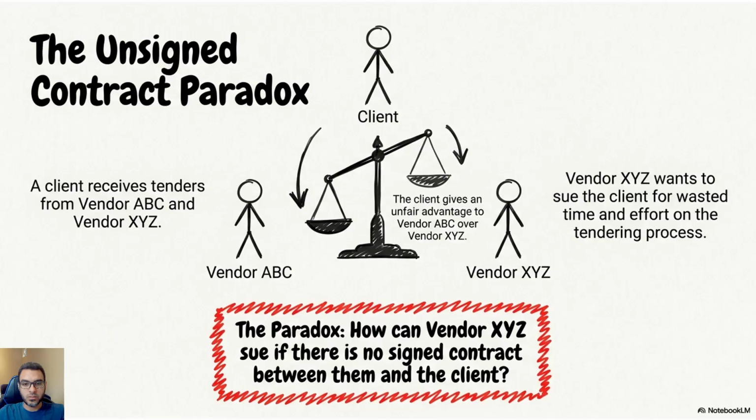Now, vendor XYZ feels that they were treated unfairly. They have already spent effort and time in preparing the tenders. Now they want to sue the client, asking for compensation for the wasted effort and time. But how can they sue the client without having any signed contract between them and the client? And here comes the concept of Contract A and Contract B in the Canadian legal system.